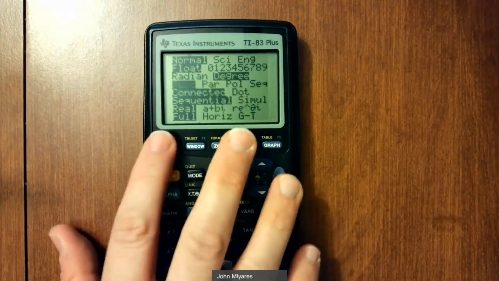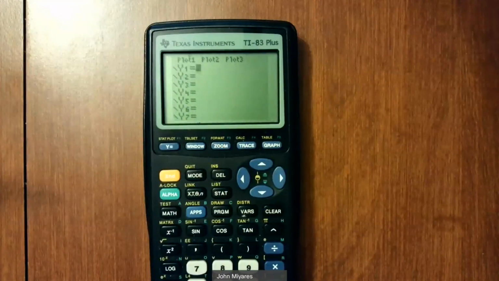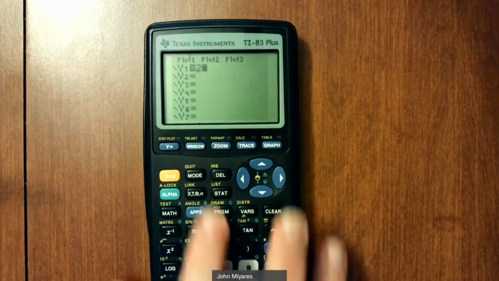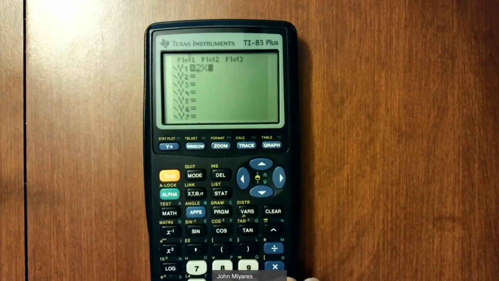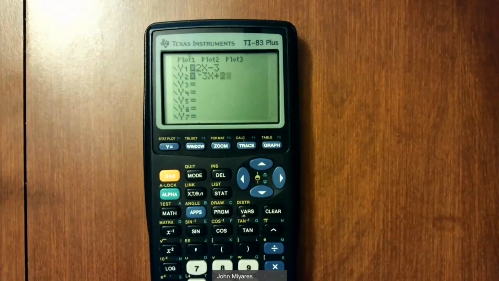Now I'm going to press the y equals button, and I'm going to enter my two equations. I've got y equals 2x minus 3, and I've got y equals negative 3x plus 2.